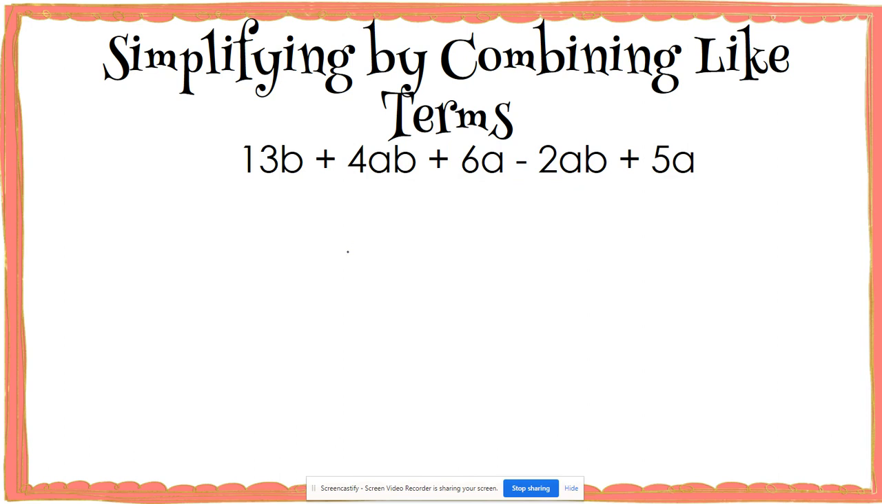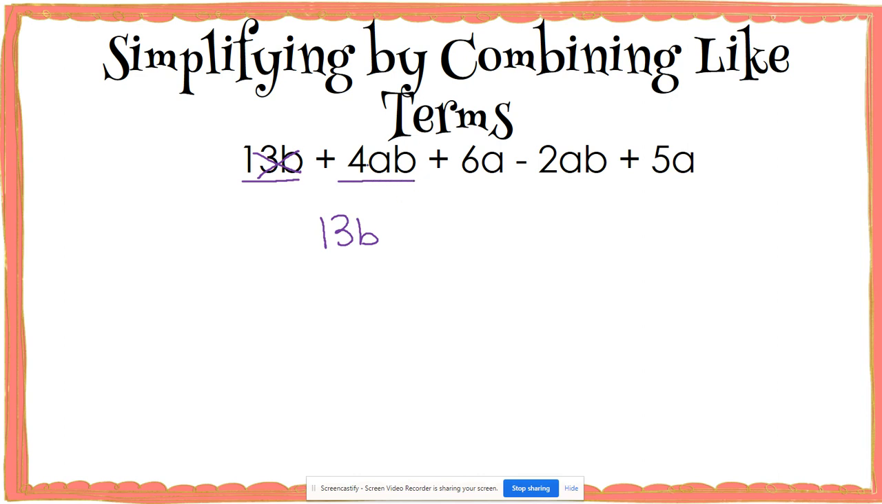Next, I have 13b plus 4ab plus 6a minus 2ab plus 5a. So we're going to find all of our like terms. My first term is 13b, and when I look, I notice that I have 4ab, 6a, 2ab, and 5a. None of those have a variable of just b, which means 13b does not have a like term. So when I'm simplifying my expression, I'm just going to rewrite 13b because it has nothing that it can be simplified with.